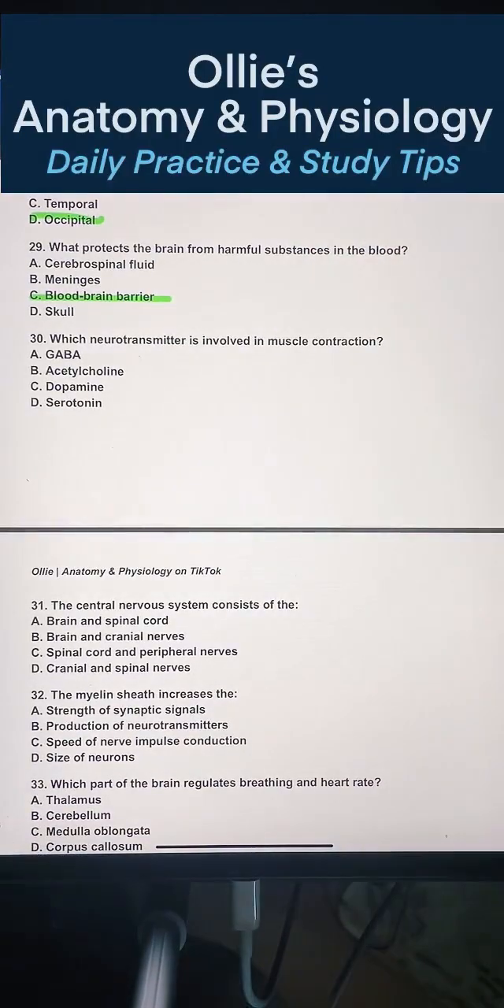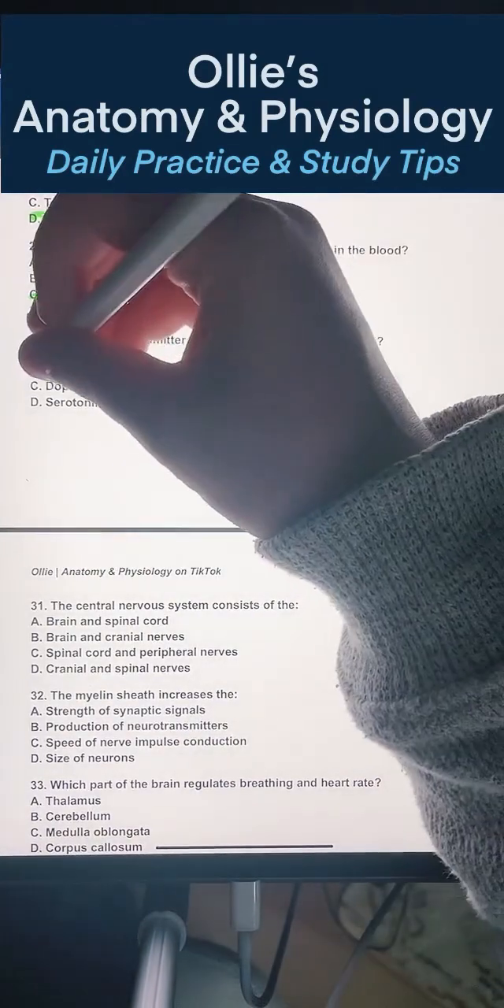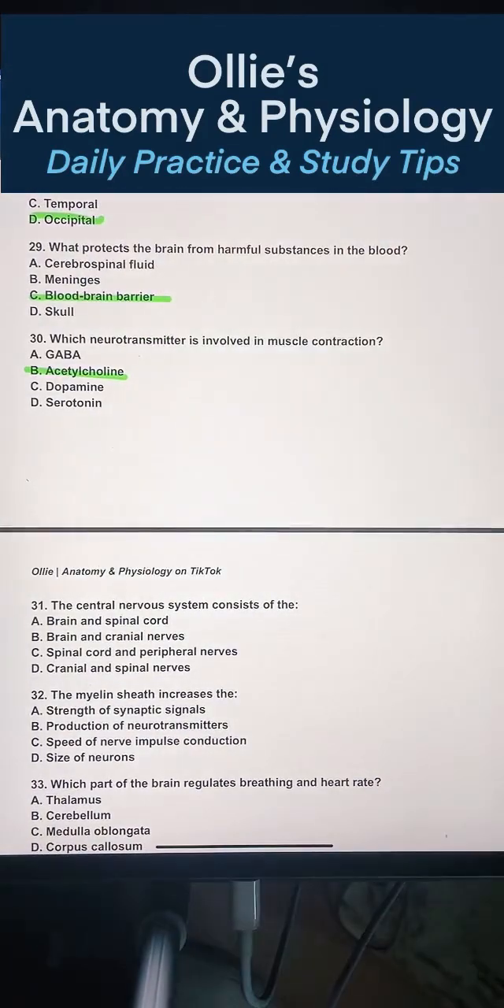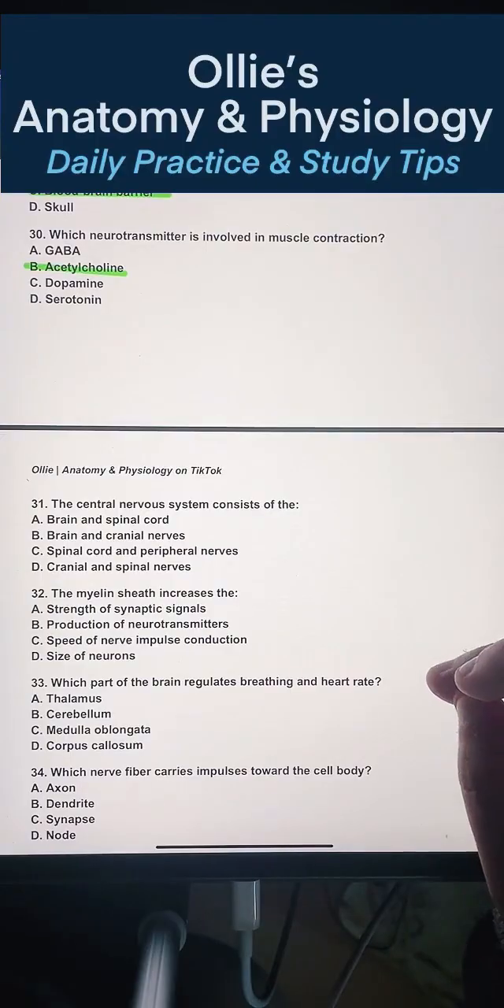But 30, which neurotransmitter is involved in muscle contraction? That is acetylcholine. That's what's going to trigger our muscle contraction at the neuromuscular junction. GABA is inhibitory. That would reduce neuroactivity. Dopamine is our reward and movement. And serotonin is mood and appetite. All right, we're going to move on to the next set of questions on the next page.